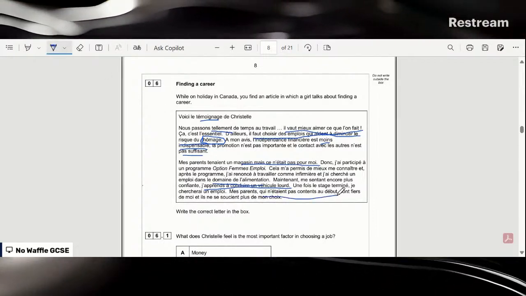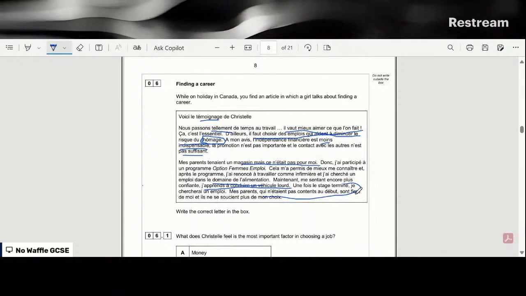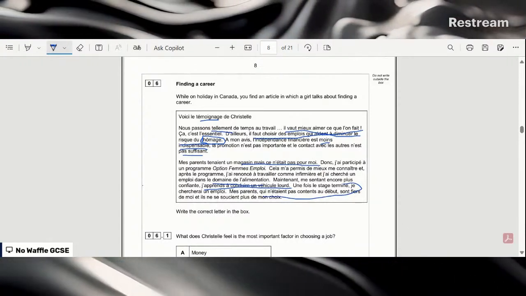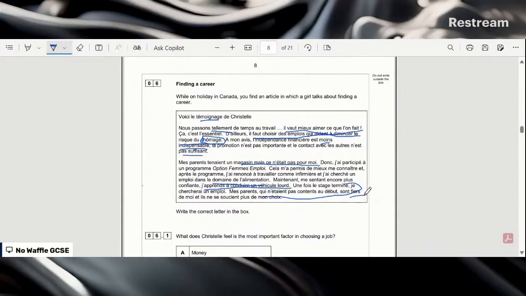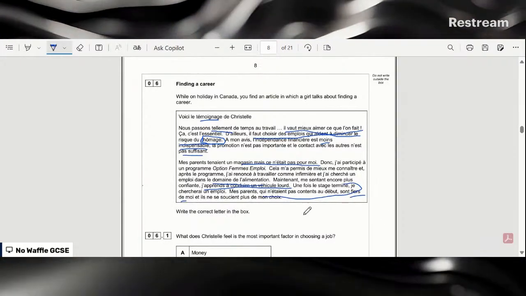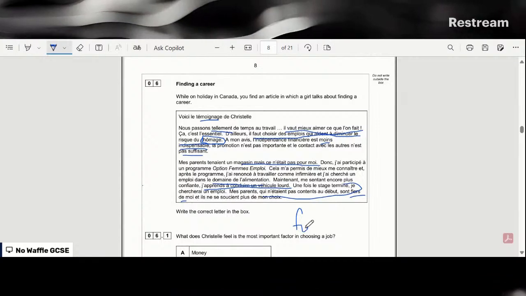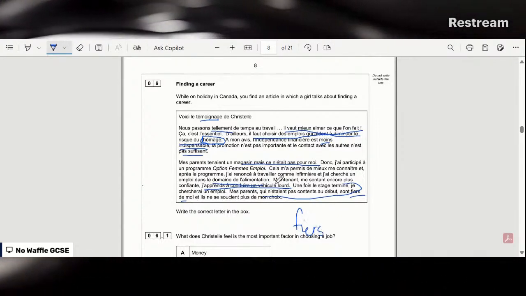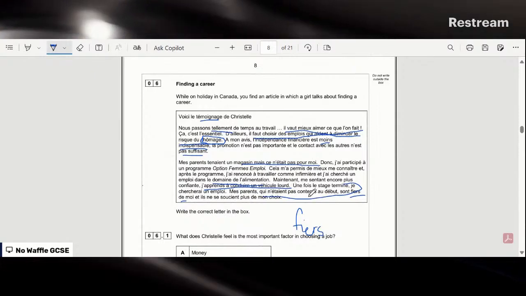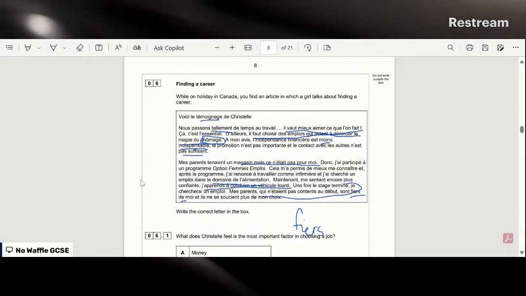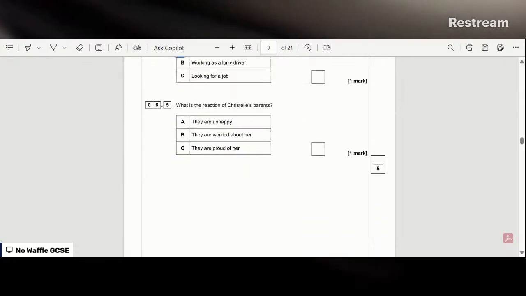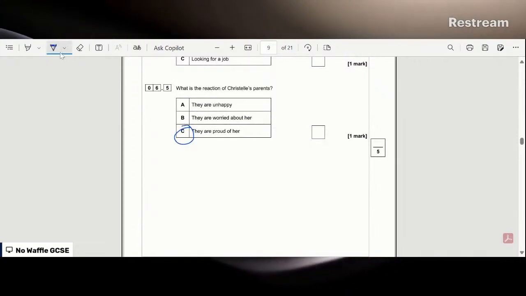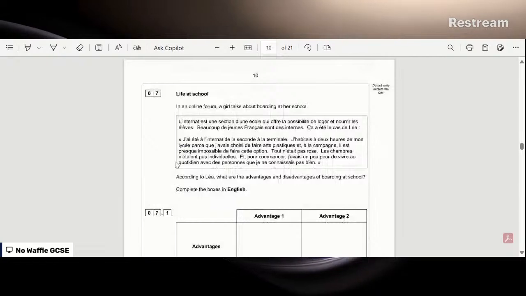Okay, so my parents, who never have been happy with my past career choice, sont fiers de moi. So fier de moi means proud of me. So they're the direct words you need. So fier means proud. So it talks about how initially they were never happy, but now they are. So the answer is C. They're proud of her.